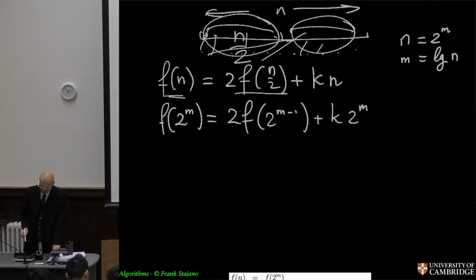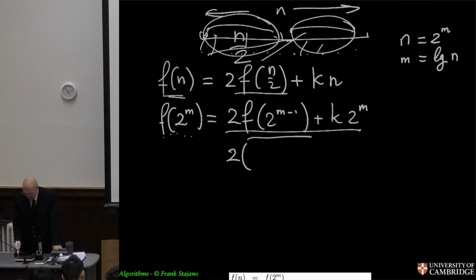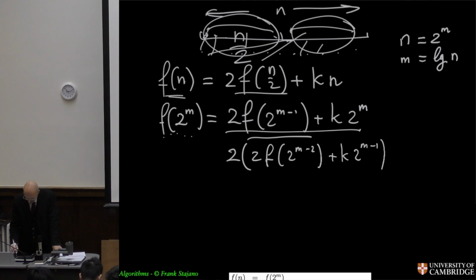And I want to expand this part by using its definition and plugging it back in. So f of 2 to the m minus 1, I can use this definition, just that I use m minus 1 instead of m. So I replace m for m minus 1 every time. And so this is equal to 2 times something that I obtained by rewriting all this in here with m replaced by m minus 1. So 2 f of 2 to the m minus 1 minus 1, that would be m minus 2, plus k times 2 to the m minus 1 plus the stuff that was already outside, k 2 to the m.